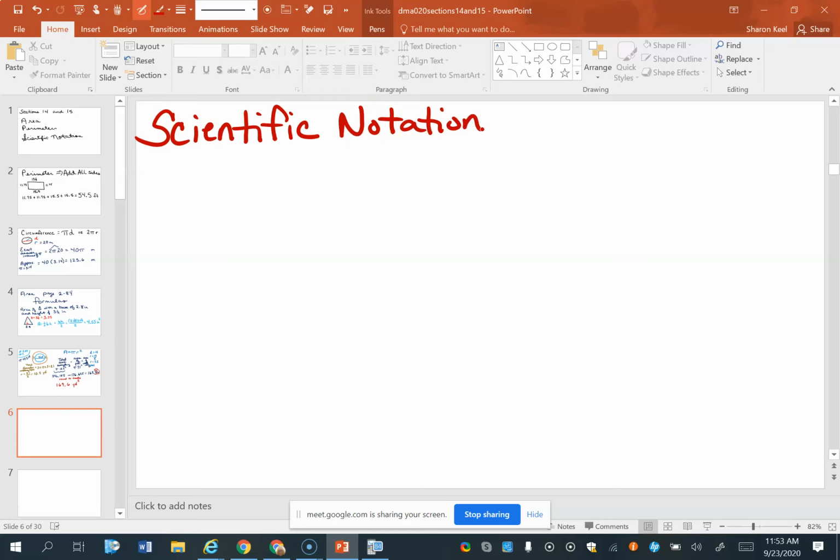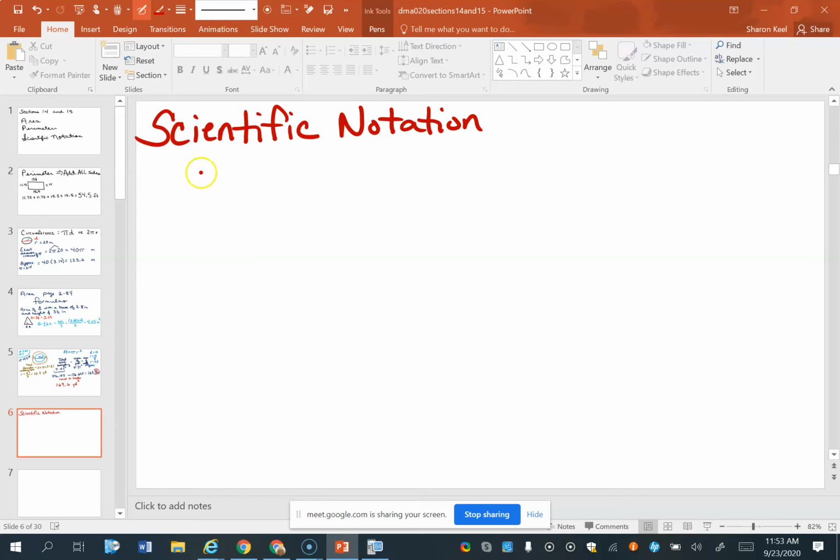Scientific notation is a way to write values that could either be less than 1 or larger. They could be very large numbers. It's a way for us to write really huge numbers in a more condensed format.